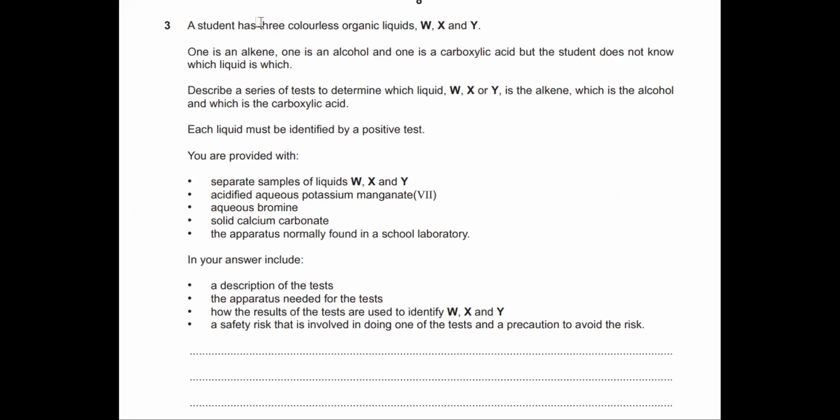A student has three colorless organic liquids, and the liquids are W, X, and Y. Now, these are the further lines giving you the information about the compounds. They're stating that one of them is an alkene, another one is an alcohol, and one is a carboxylic acid. So your compounds W, X, and Y are either an alkene, an alcohol, or a carboxylic acid.